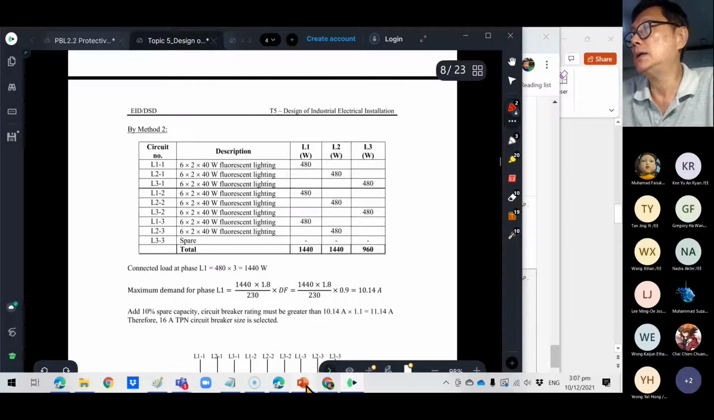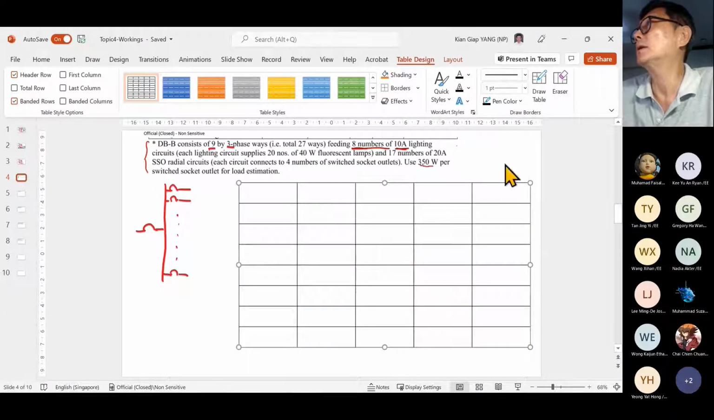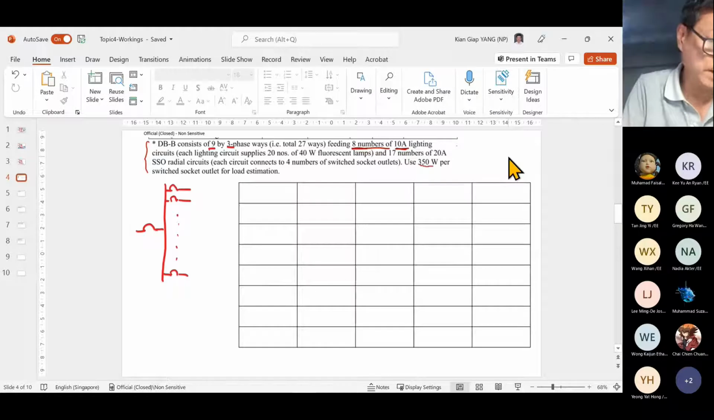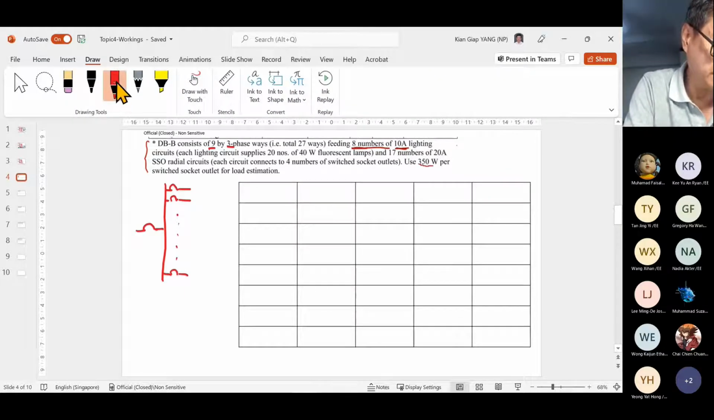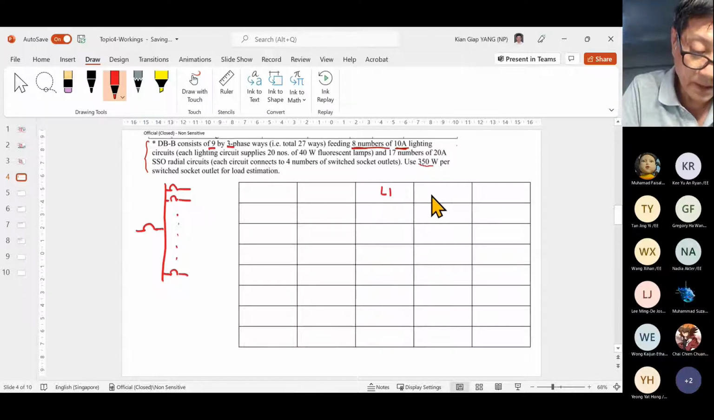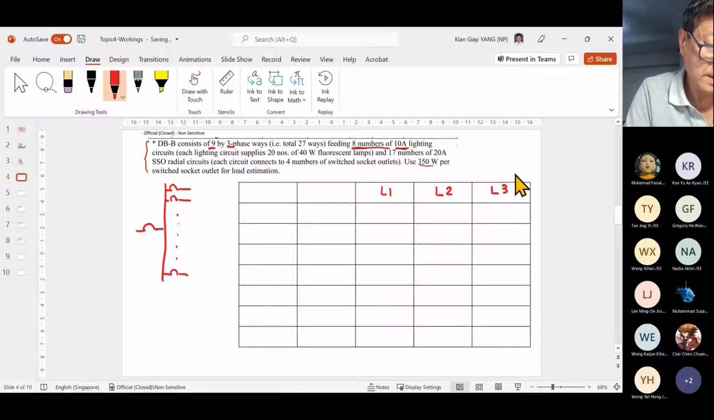So in this example, I'm going to do the same, all right? That means I need to do load balancing. How do I do load balancing? I start by having 3 columns, L1, L2, and L3 phase. Then I look at each of the circuit. For example, this one says I have 8 numbers of 10 amp lighting circuit. That means I have all lumped together, I have 8 circuits now.